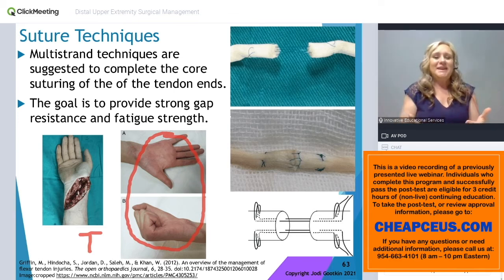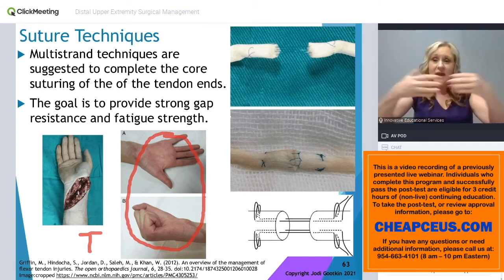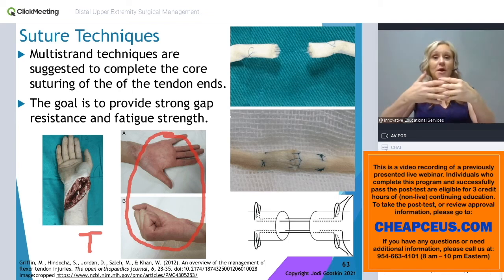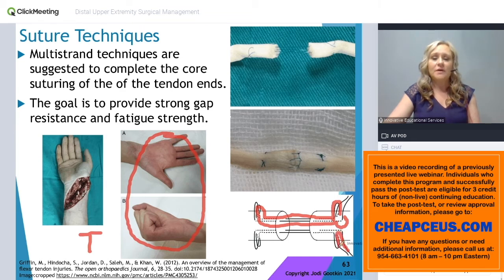I use that analogy because when you think about the tendon and the tensile strength it needs to have and the gap resistance, you don't want the ends of that tendon to pull apart. The physician can't just do one running stitch around. It won't have that gap resistance. So they use different strand techniques. And if we look at the bottom image, what they do is they kind of loop it. So they'll loop one end of the tendon with the suture, go through, loop the other end, come back, and loop again. They'll do the same thing on the other side.